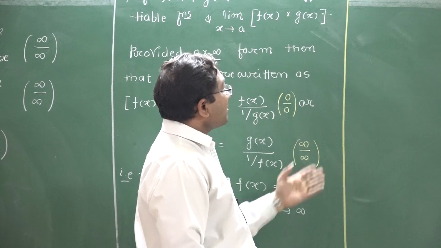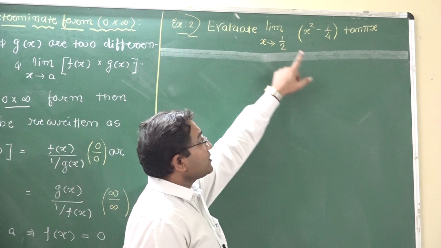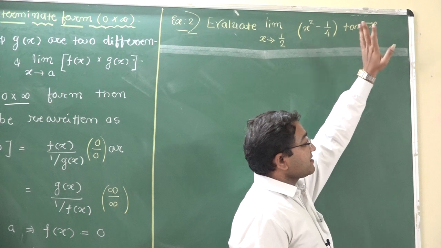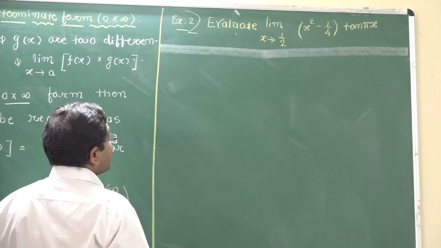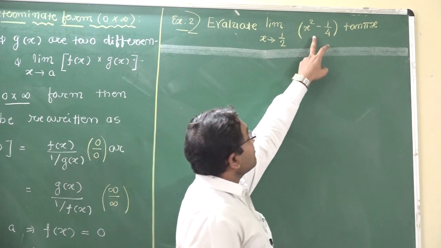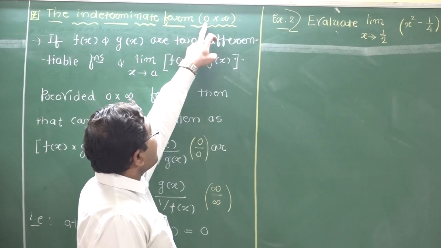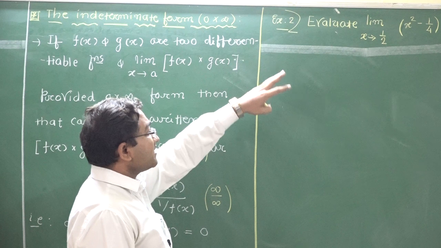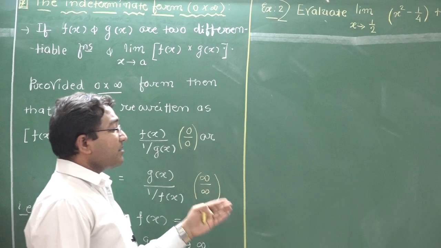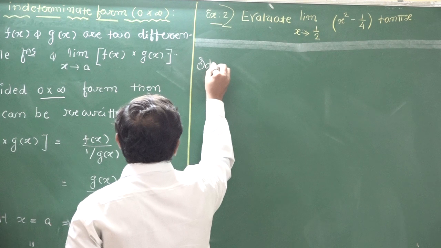So the related example is like this. Evaluate limit x tends to 1 by 2 of (x square minus 1 by 4) into tan pi x. So first we check by substituting the limit x tends to 1 by 2 in this given function, and observe that the substitution gives the result of the form 0 cross infinite. After that we convert into either 0 by 0 or infinite by infinite form, and hence we evaluate it. That is the method. So now what is the solution?